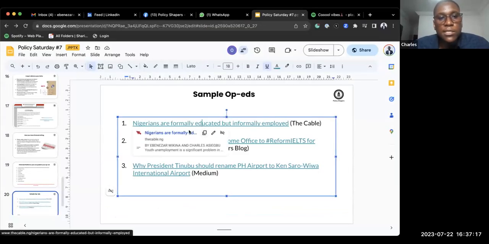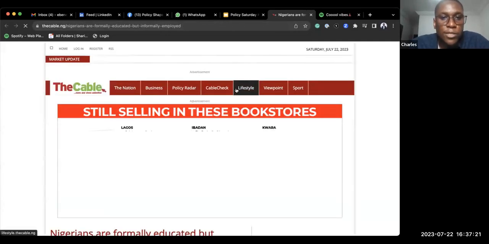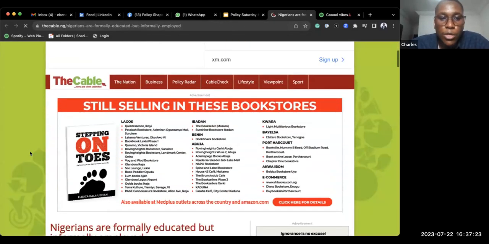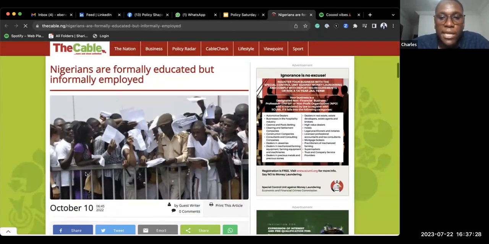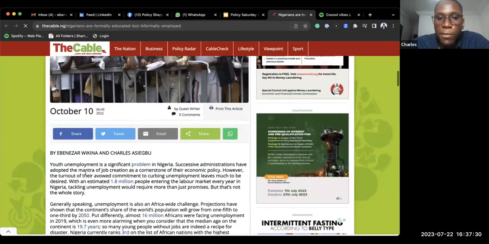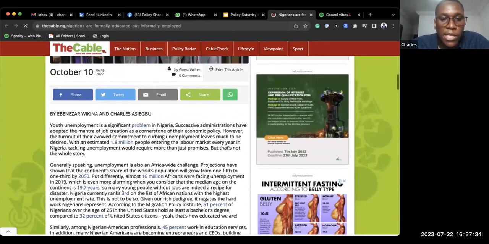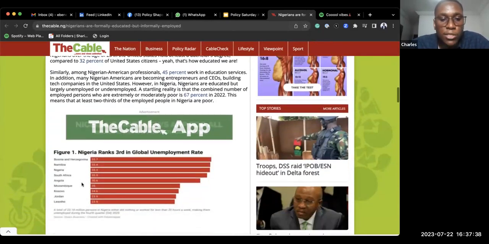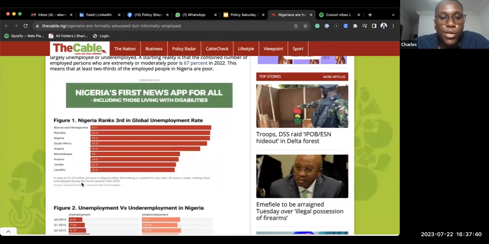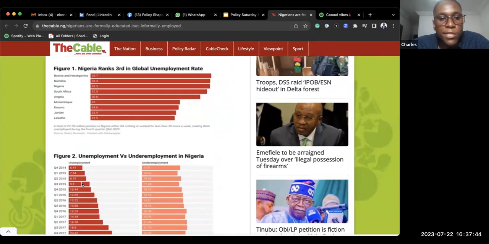So this is a sample of the one we wrote. Generally, we talked about a lot of things, but the central idea is that the government can cash in on the informally employed Nigerians and provide them the necessary support they need. Do they need social safety nets? You need to create a ministry that will take care of their needs. Do you need to put them on pension?